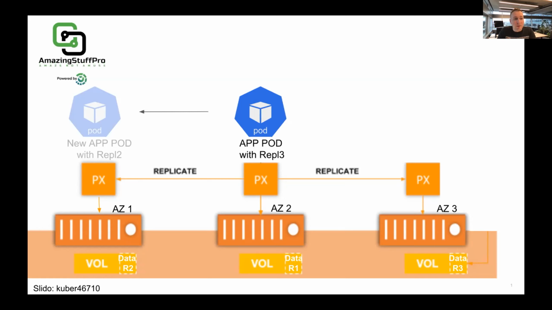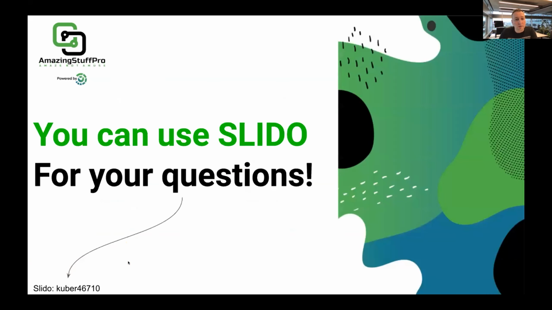So using a middle storage layer for the persistent volume can synchronously replicate, and in case of AZ failure, it can shift the pod for you to where that copy exists already. So moving the pod from AZ2 to AZ1, where the copy exists already. I'll show this in the demo later. Of course, don't forget to use the questions in our Slido.